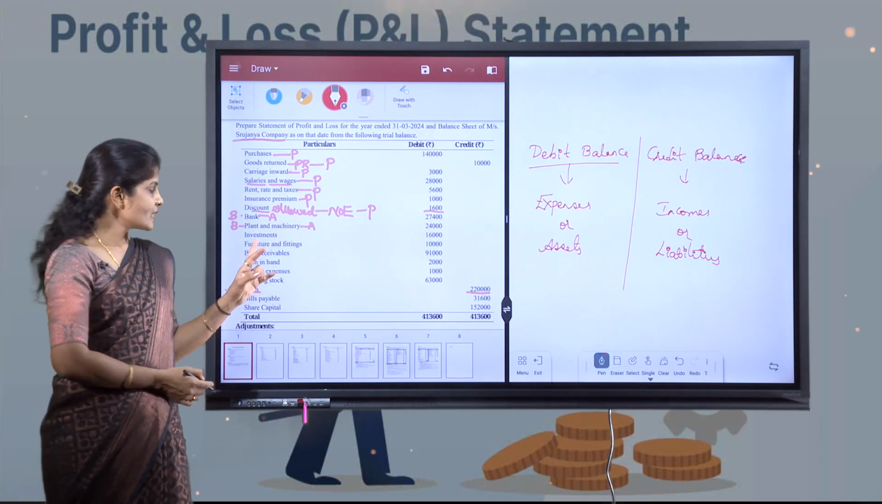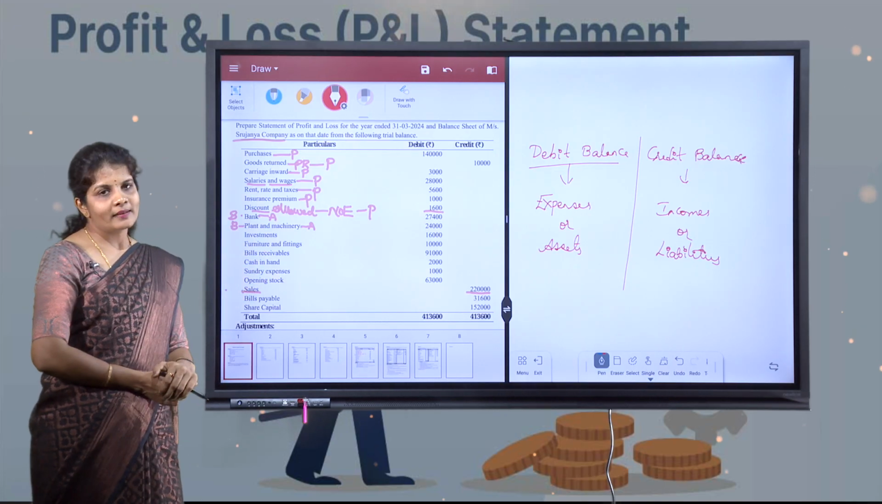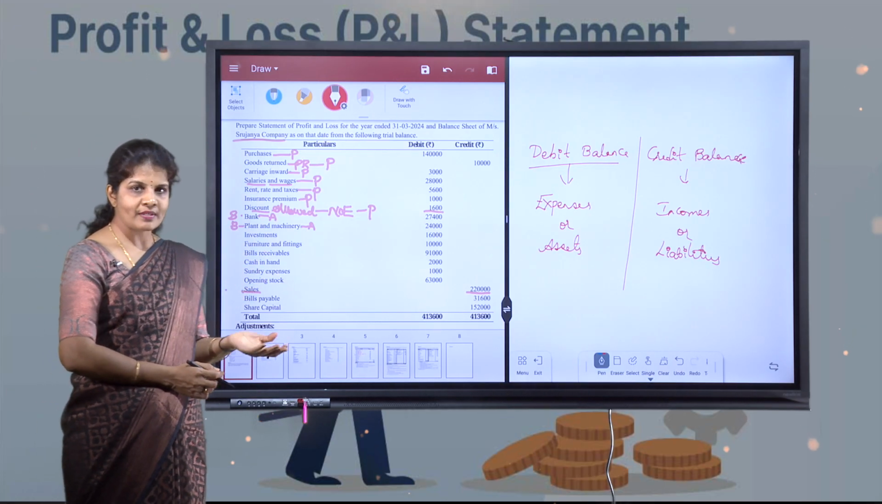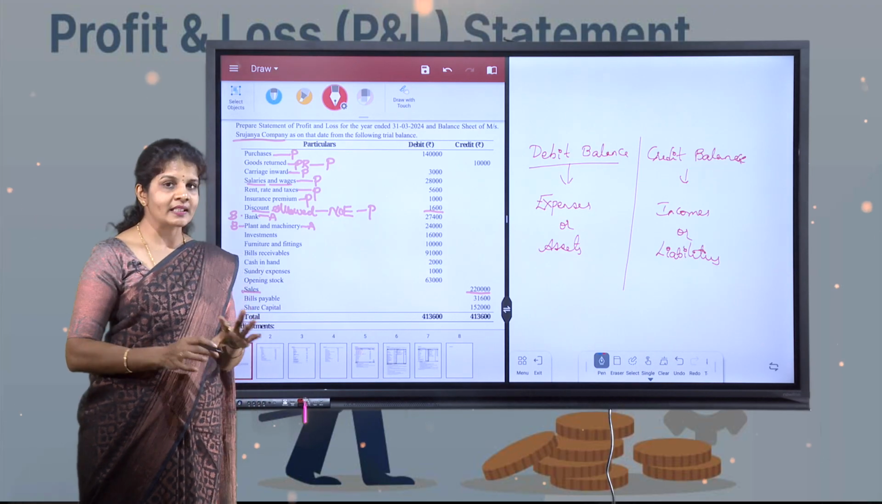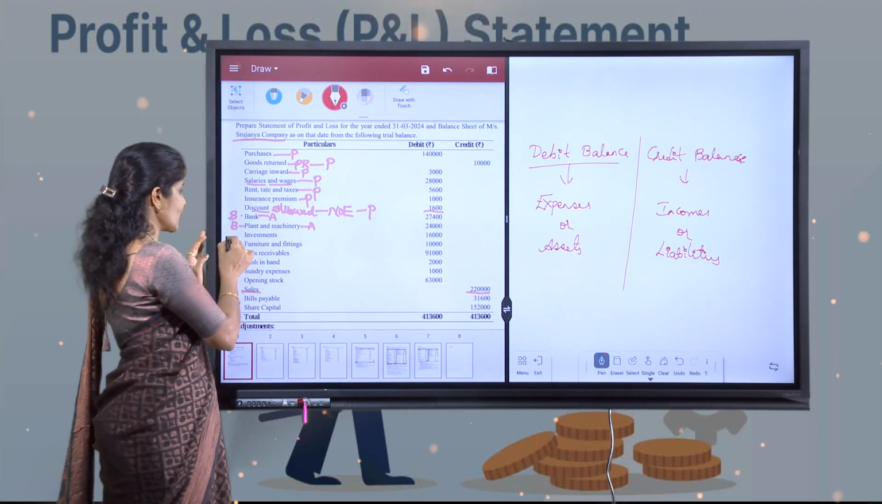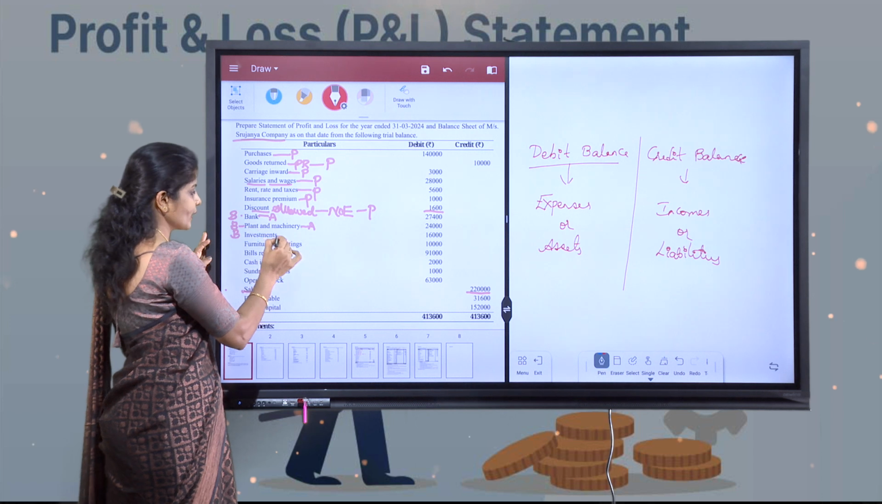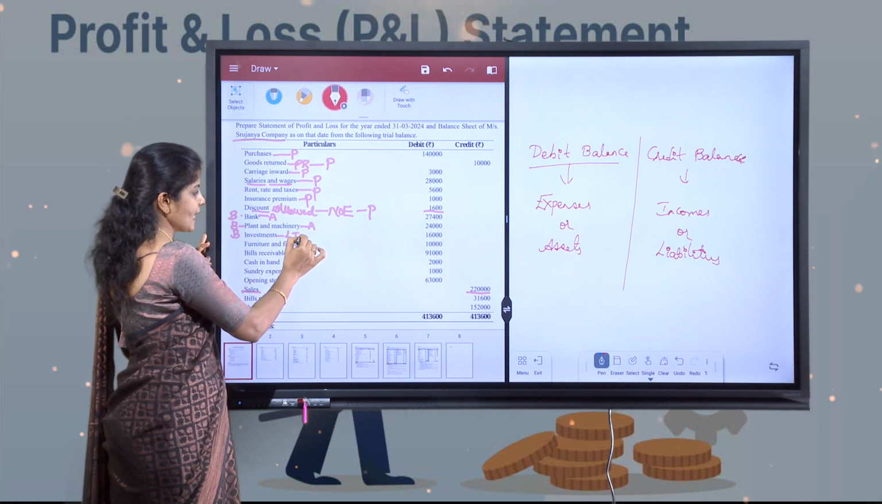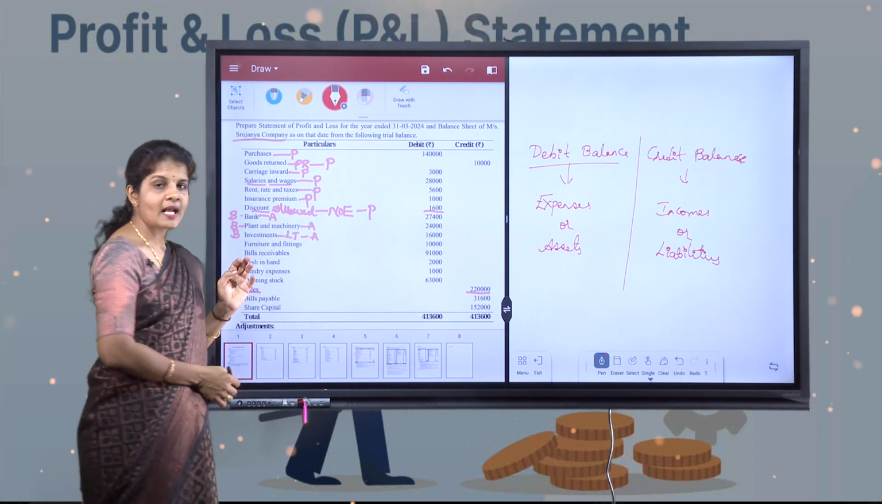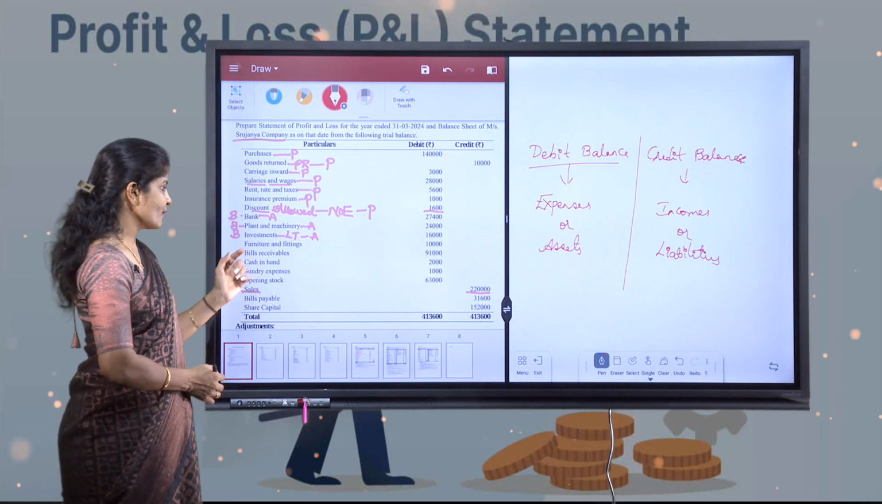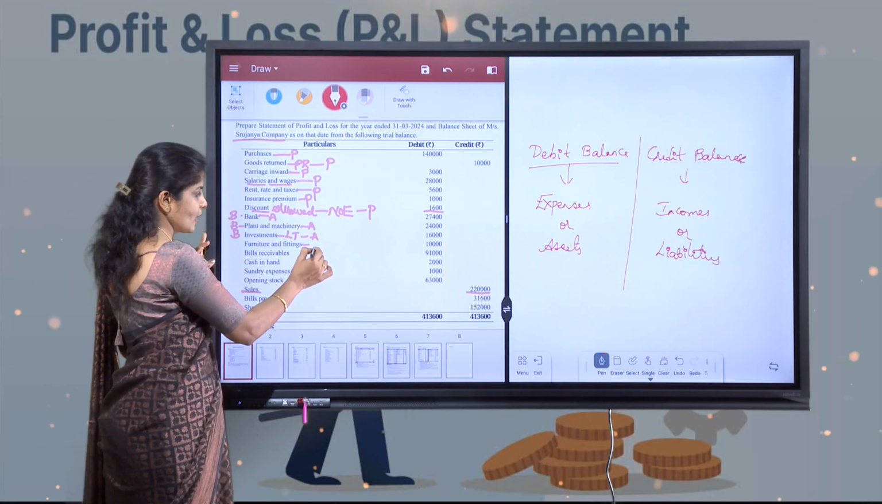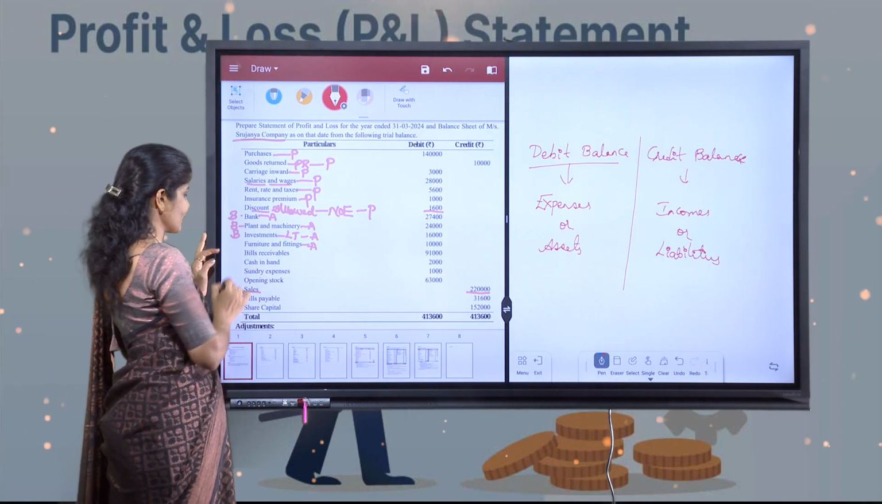Okay. Next, investments. Investments, it is always an asset. But here, they have not mentioned whether it is a short-term investment or a long-term investment. If nothing is mentioned, we will take that as a long-term investment, and it will be taken under the heading asset. Next, furnitures and fittings. Of course, this is an asset. This will be taken to the balance sheet.